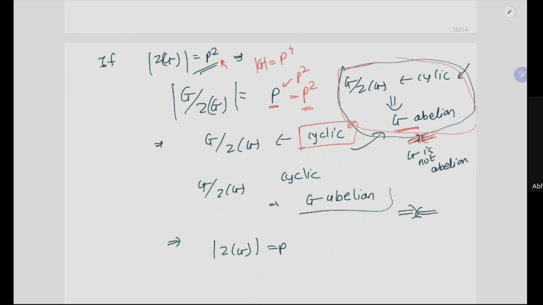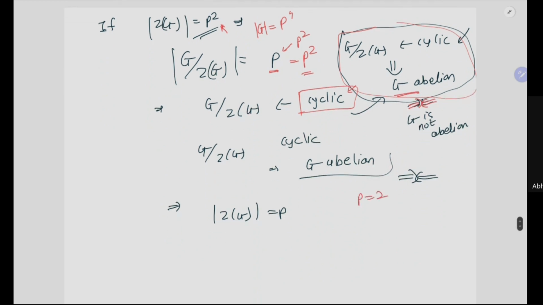Because, for example, even if we take p equal to 2, the order of ZG could be p square, and then G by ZG could be of order 4, which need not be cyclic. There are many groups of order 4 which are not cyclic, like the Klein 4 group, where ab equals c and so on, which is non-cyclic. I hope I'm making things clear here.